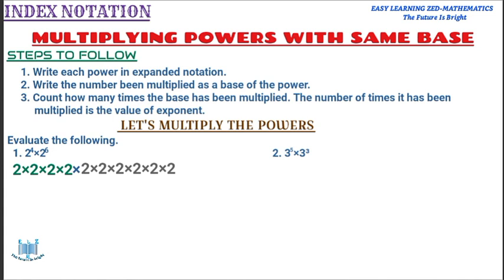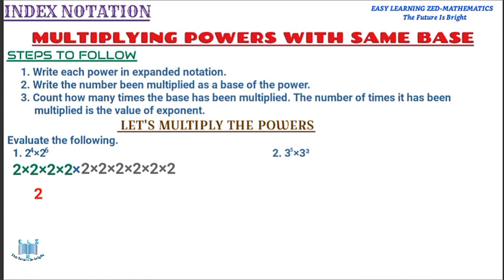Once we have done that, the next thing is the second step, which is to write the number being multiplied as a base of the power. So the number which is being multiplied here in this expression is 2. 2 is repeatedly multiplied, so we're going to write 2 there.